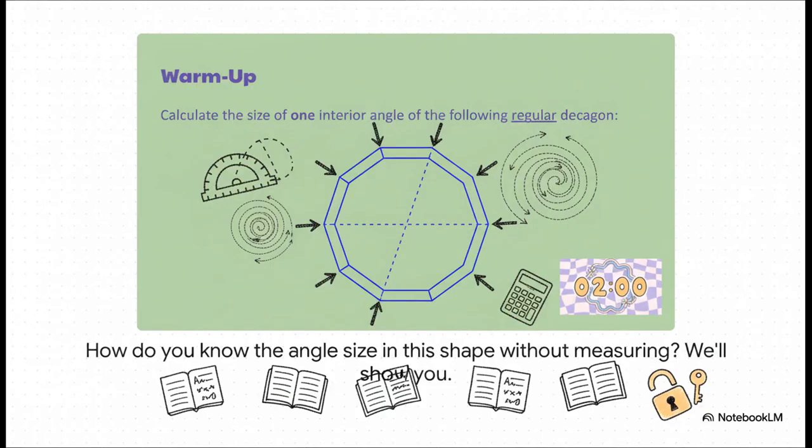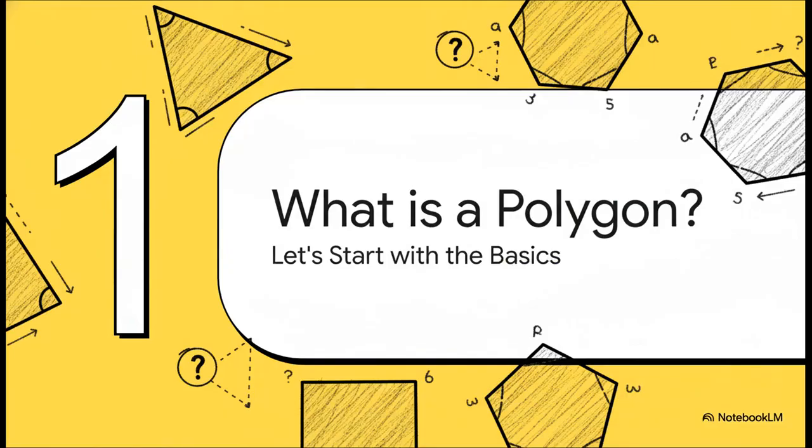Okay, so let's start with a little puzzle. Check this shape out. It's a decagon, 10 equal sides. Now, how in the world could you figure out the exact size of one of those angles inside without grabbing a protractor? It seems kind of impossible, right? Well, stick with me, because by the end of this, you'll know exactly how to solve this, no problem at all. Let's dive in.